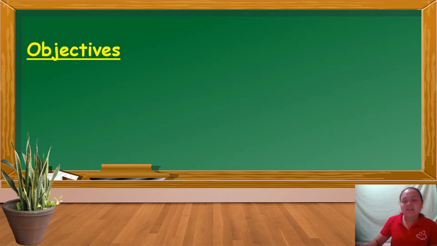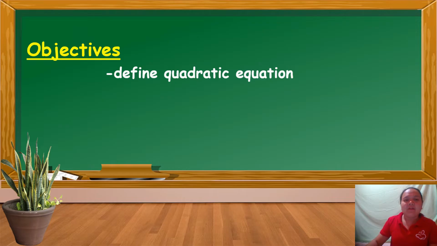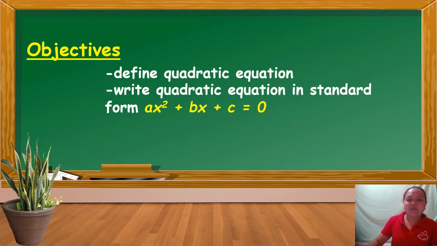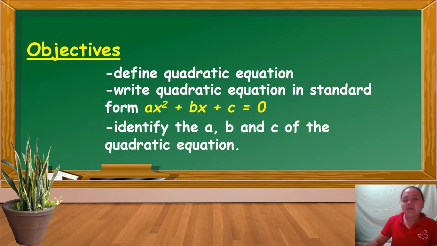So our objectives in this lesson: first, define quadratic equation. Second, write quadratic equation in standard form, ax squared plus bx plus c equals 0. Third, we are going to identify the a, b, and c of the quadratic equation.